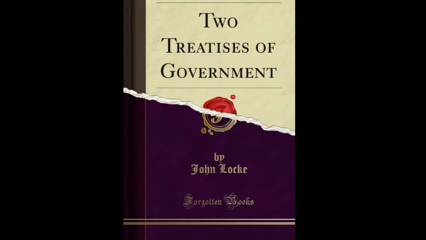However, Locke is careful to emphasize that the government's power is not absolute. It is limited by the consent of the governed and must act within the bounds of natural law. If a government fails to protect the rights of its citizens or becomes tyrannical, Locke argues that the people have the right to rebel and replace the government.